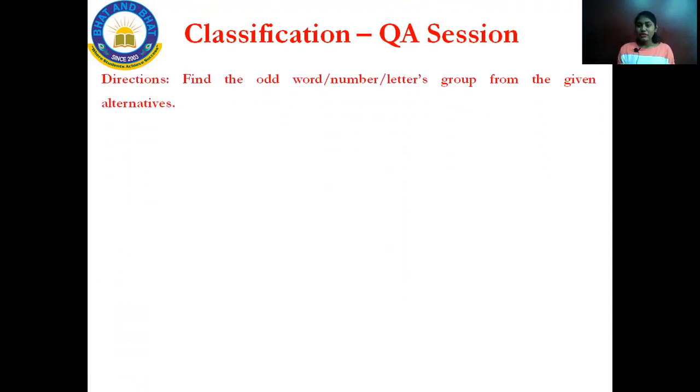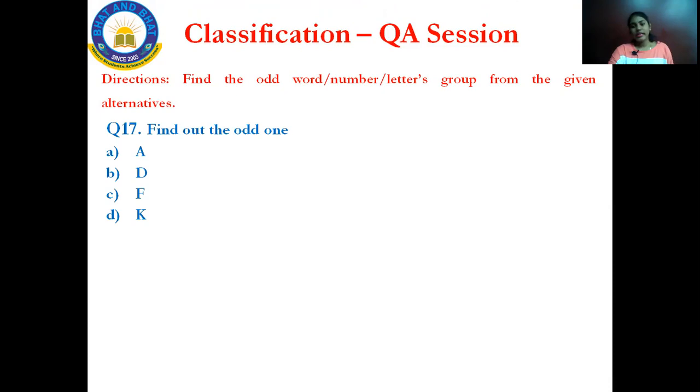Again, read the direction, because these are question answers based on letter classification. Find out the odd one: number, word or letters. Now letters, we'll stress on the letters. Question number 17, find out the odd one. Your options are: option A, B; option B, D; option C, F; option D, K.